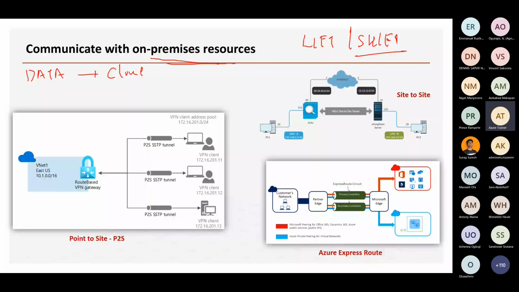So on the Azure side, if you want to configure a VPN, there are three modes you can configure. One is known as point to site, called P2S. In P2S, an individual user is connected to the cloud infrastructure. And you can also connect an entire office to the cloud. That is known as S2S, called site to site VPN.